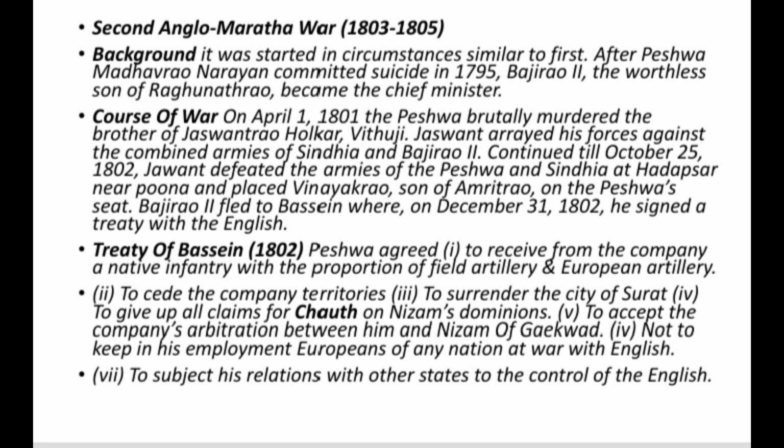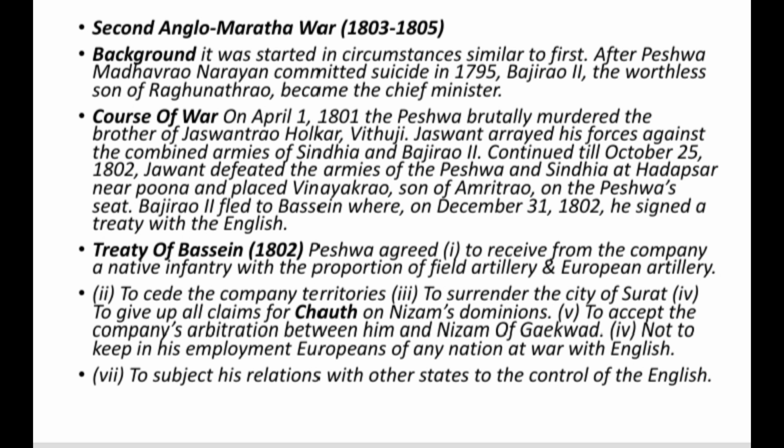Now the course of the war. On April 1st, 1801, the Peshwa brutally murdered the brother of Jaswant Rao Holkar, also called Yashwant Rao by some historians, Vithoji. Furious, Jaswant arrayed his forces against the combined armies of Scindia and Bajirao II. The turmoil continued, and on October 25, 1802, Jaswant devastatingly defeated the armies of the Peshwa and Scindia at Hadapsar near Pune, and placed Vinayakrao, son of Amrit Rao, on the Peshwa's seat. The terrified Bajirao II fled to Bassein, where on December 31, 1802, he signed a treaty with the English.